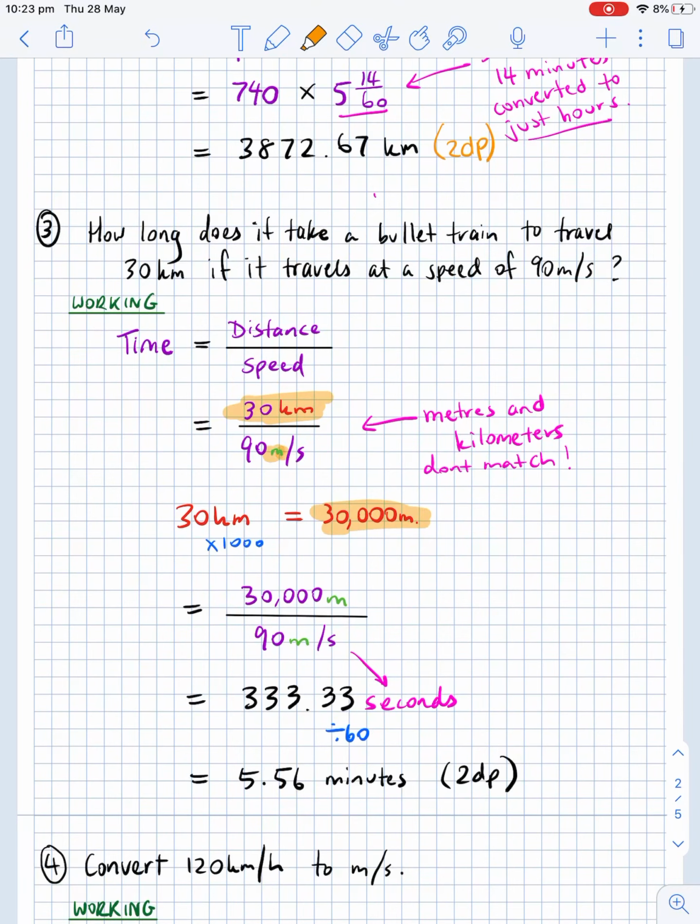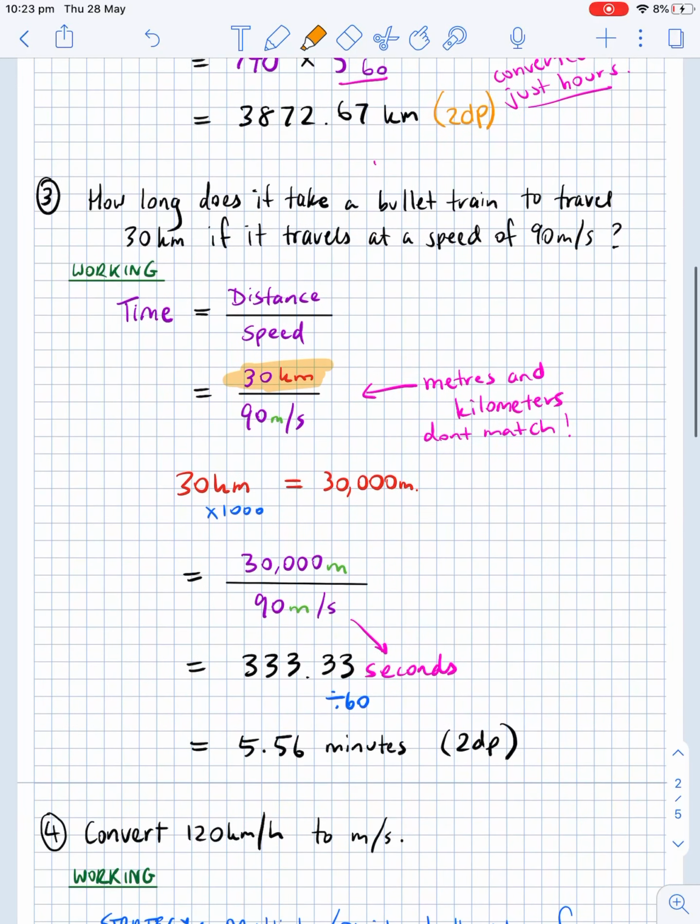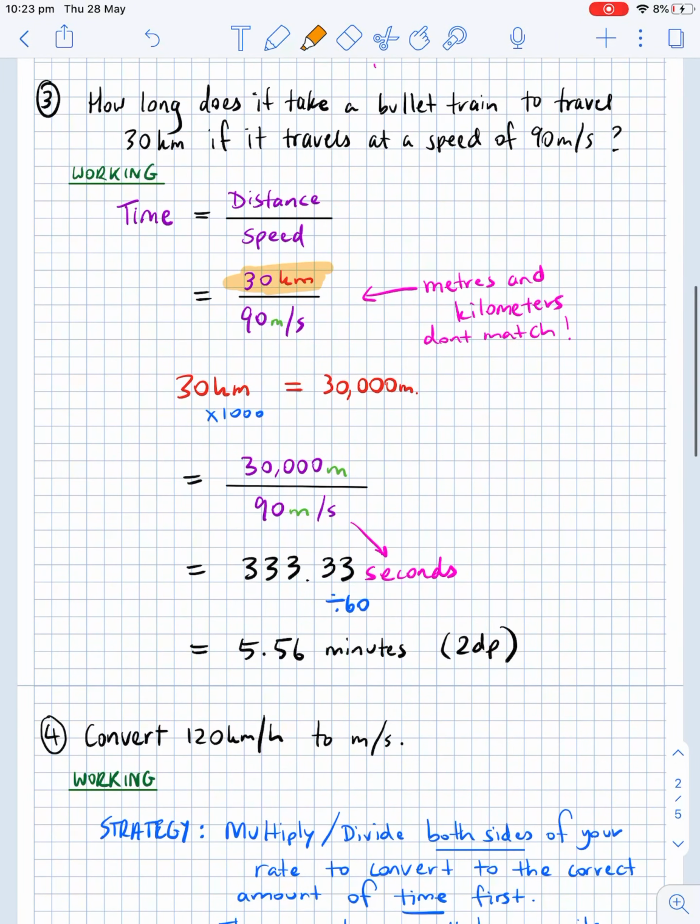So therefore it'll match. So doing that, we can change it by timesing it by 1,000. There's 1,000 meters in a kilometer. So that's 30,000 meters instead. So this 30 kilometers changes to 30,000 meters. And we've still got the 90 meters per second down the bottom. Now our units match. So we can do the calculation.